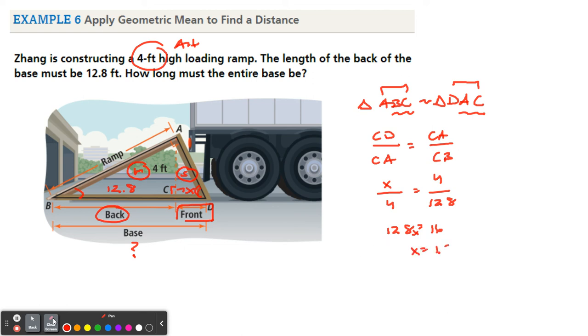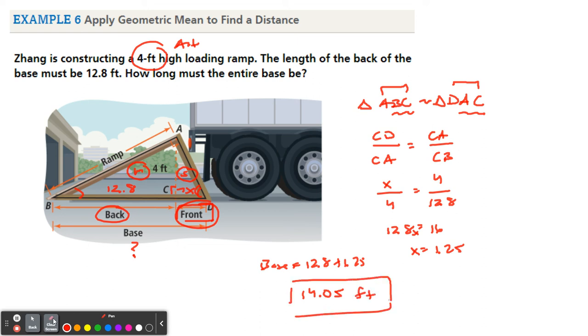And when you divide by 12.8, you get 1.25, and I believe that is nice and even. Yep. So now, that is this. So to find the length of the base, we're going to take 12.8 and add 1.25, right? And when you do that, your length of your base is 14.05, and that's in feet. Okay, so again, get good with the similarity so you can create your proportion and plug in your numbers.